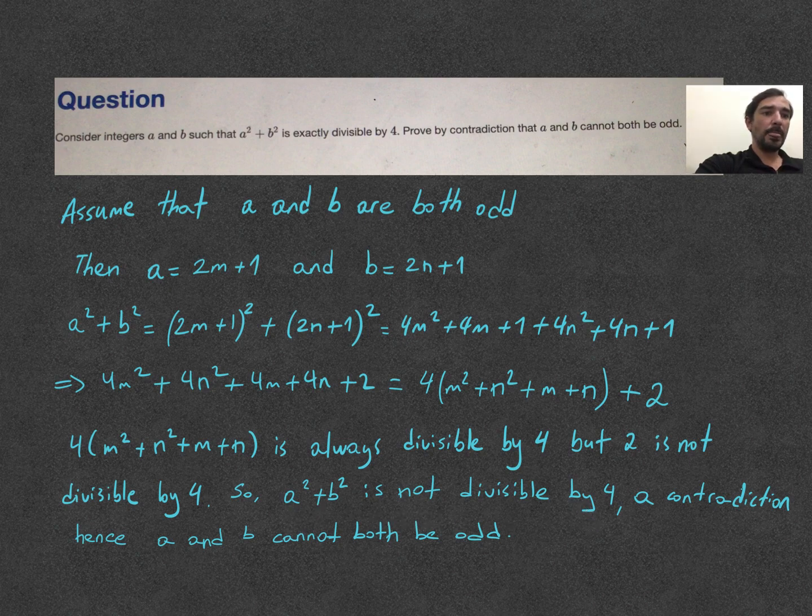Why? Because of these two. It changes everything. So it's a contradiction, and so a and b cannot be both odd.